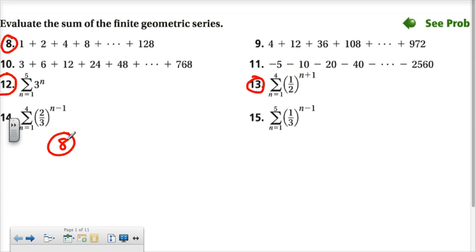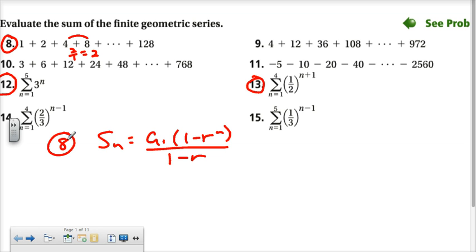So if it's finite, I start thinking in my mind, all right, that's the one that has a sub 1 times 1 minus r to the n over 1 minus r. And I see that geometric series up there, and I realize I don't know what n is. I certainly know what the first term is, and I realize that if you take 2 divided by 1, you get 2. 8 divided by 4 is 2. 4 divided by 2 is 2. So r is 2. I've got that.